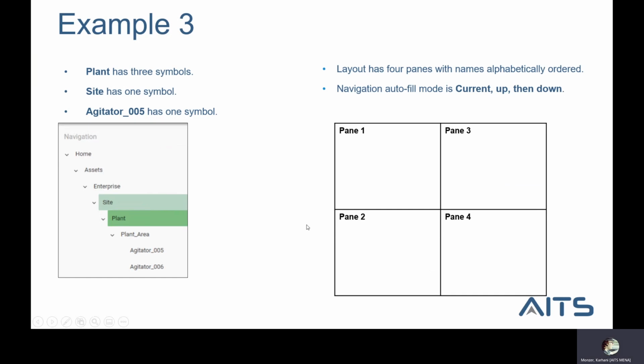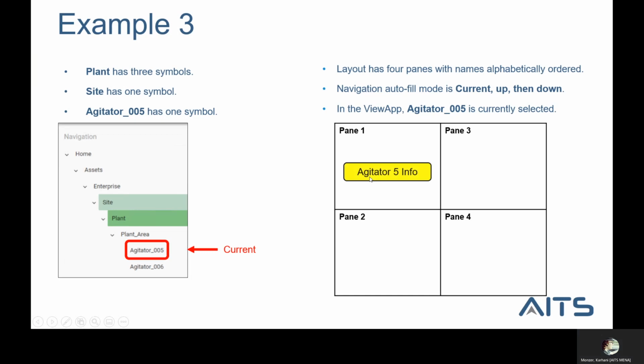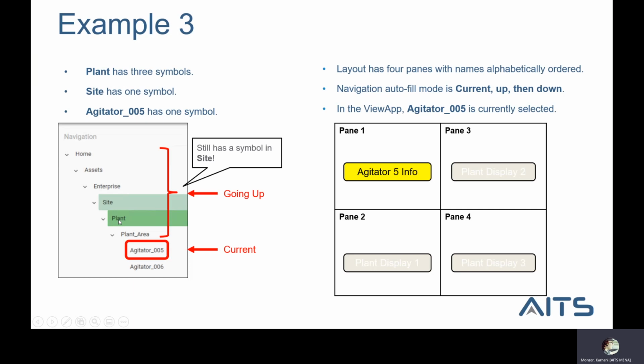Another example: this time the plant has 3 symbols, the site 1 symbol, and the agitator only 1 symbol. This time I click on the agitator, so pan 1 will take the agitator info. I'm going up. First I'll go for the plant, the nearest assets. The site still has 1, but there is no place for it. This is related to current, up, and down.